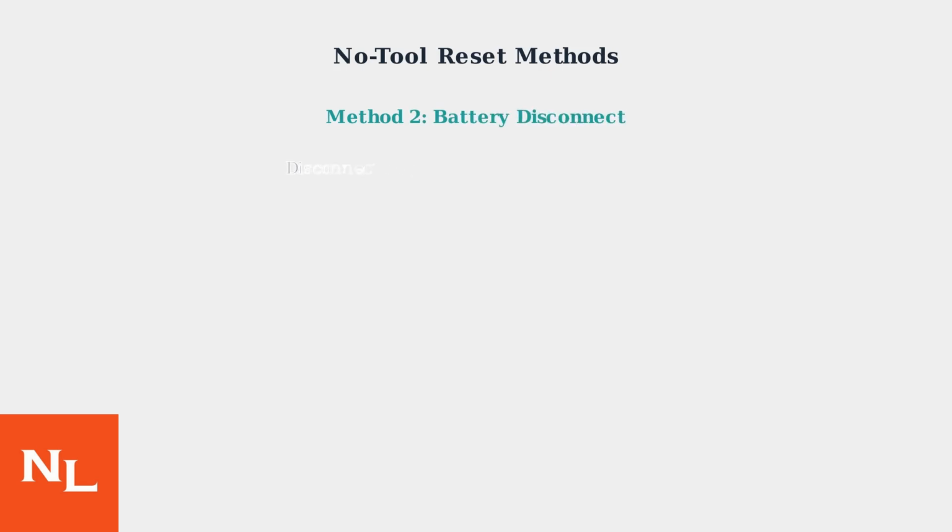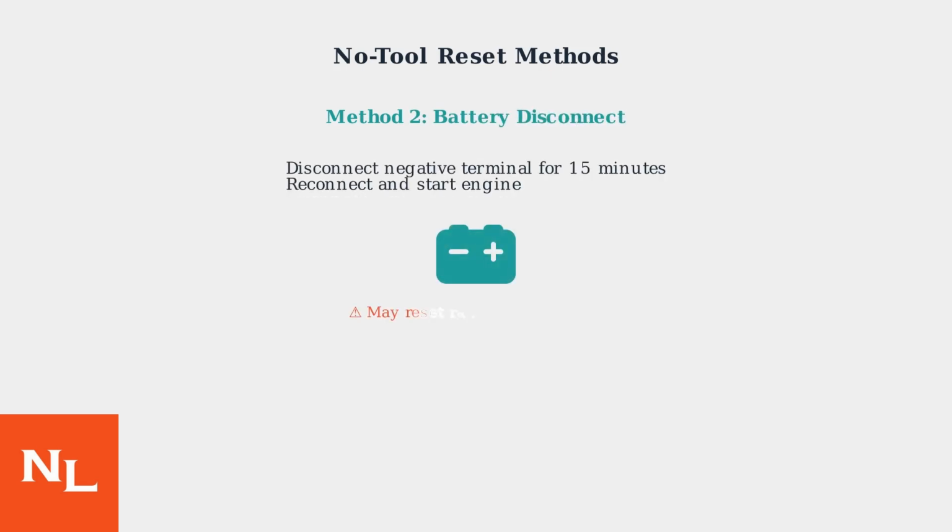The second method involves disconnecting your battery. Remove the negative terminal for 15 minutes, then reconnect and start your engine. Be aware this may reset your radio and clock settings.